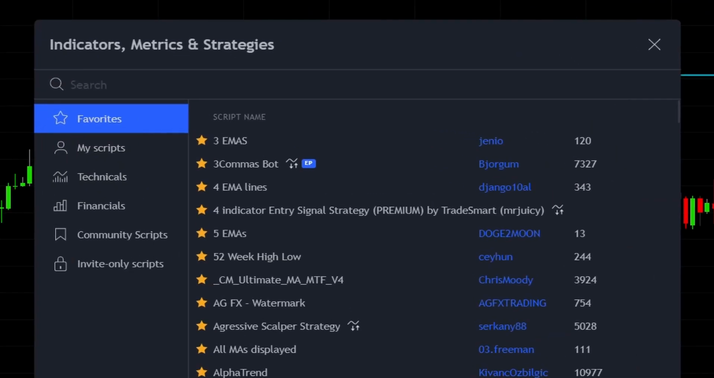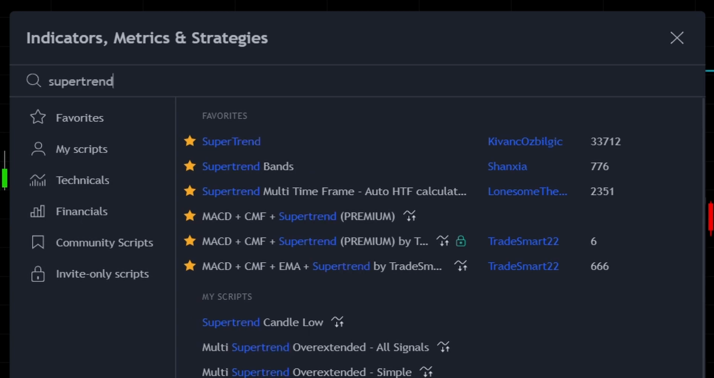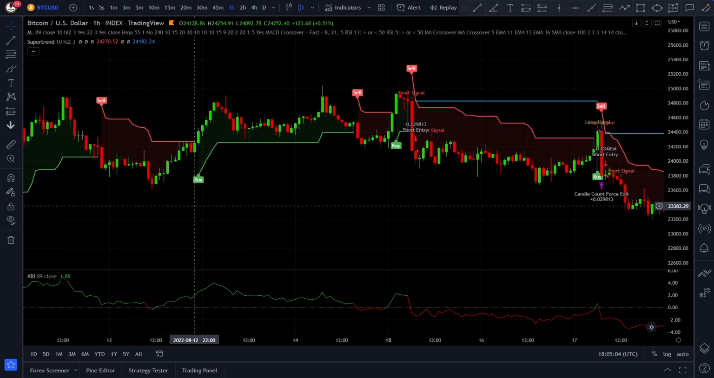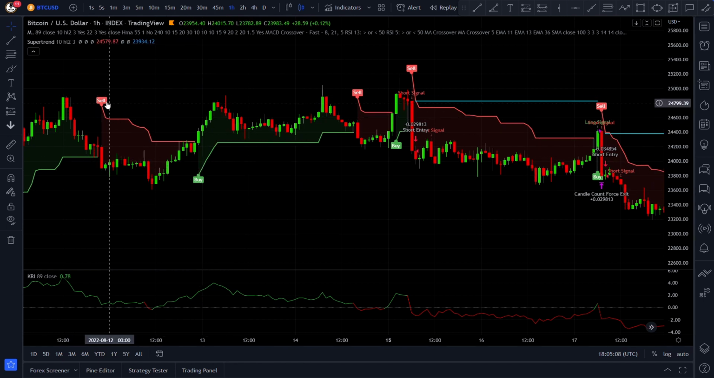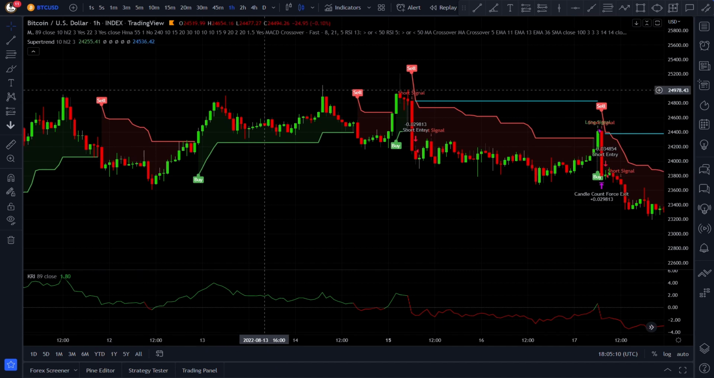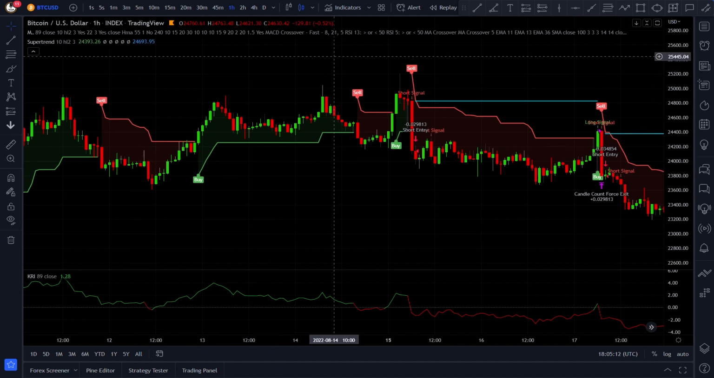Go back to the indicators tab and type in a super trend. Add this one to your chart. This indicator is very simple. When a buy signal is printed, it's a sign to go long, and when a sell signal appears, it means to go short. No change in settings needed, so let's move on to the last entry signal indicator.